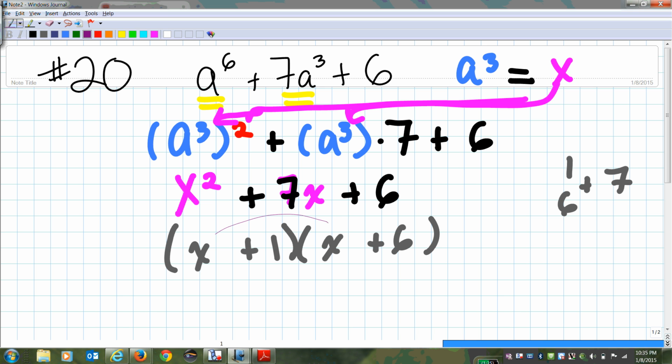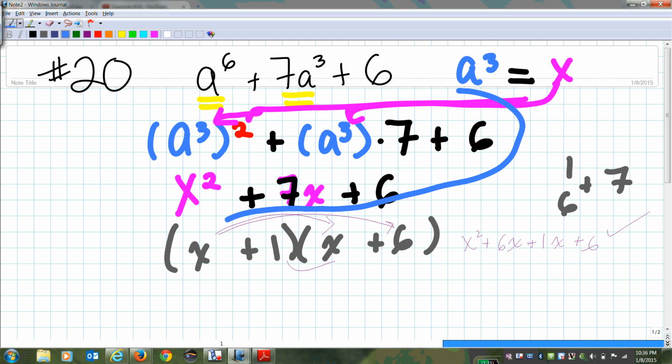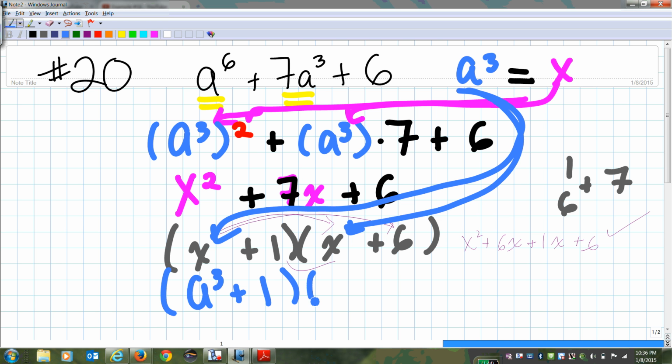If we do that, that's x squared. That's 6x. That's going to be 1x plus 6. So that's your check. You know that works. Now you have to backtrack and put your variable a to the third back in where your x is. So I end up with a to the third plus 1 and a to the third plus 6.